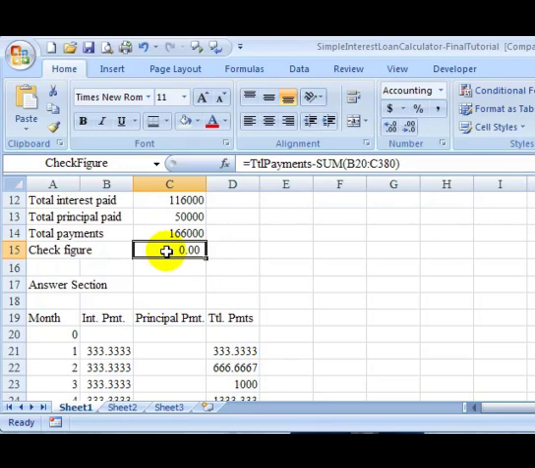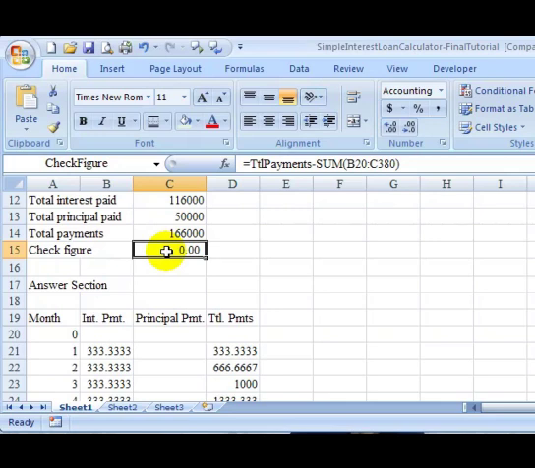And that's why my check figure will only conditionally format if the difference is greater than a penny, either side of zero. So anyway, I hope that made sense.